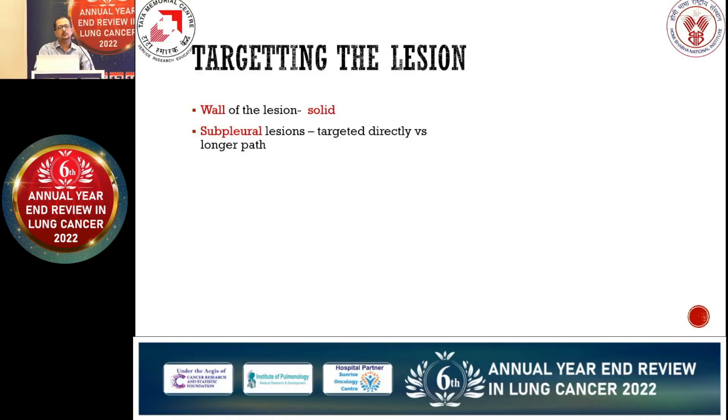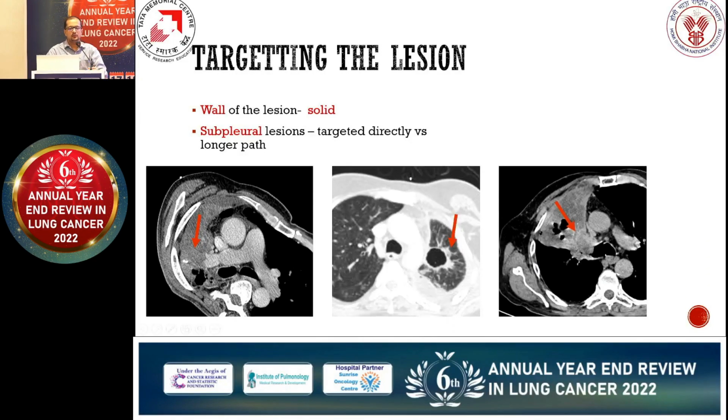While targeting the biopsy, what do we need to target? It is actually the solid enhancing component which needs to be targeted, or a subpleural location where we can go in a longer approach. So these are 3 different clinical scenarios where the mass is located on the lateral side.